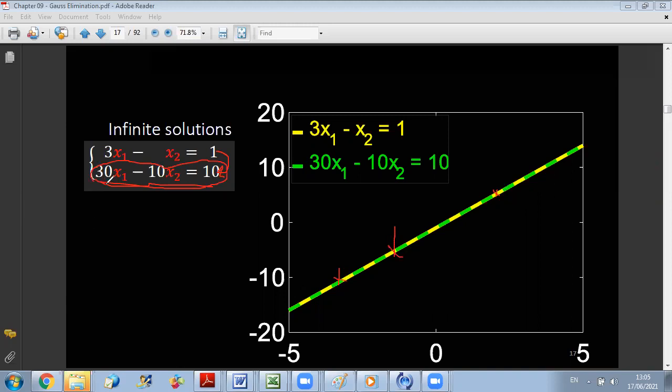Again, if you calculate the determinant of the matrix A, which is 3, 3, minus 1, minus 10, it will be 0. We will see in general that when the determinant is 0, a numerical solution will induce problems, because you will have cases of no solution or infinite solutions.